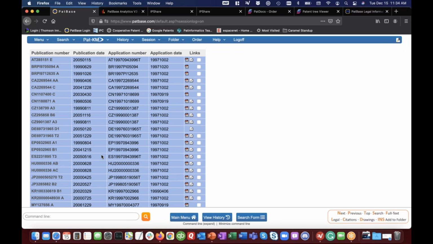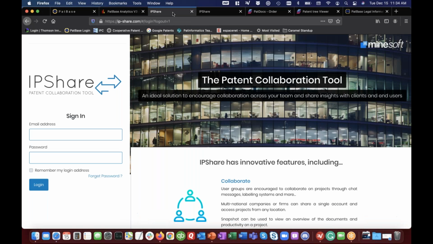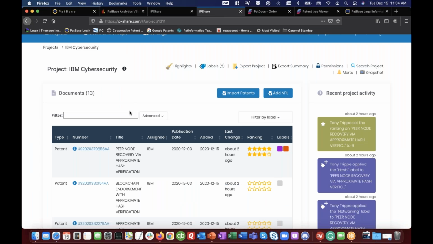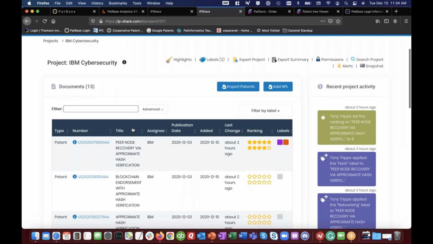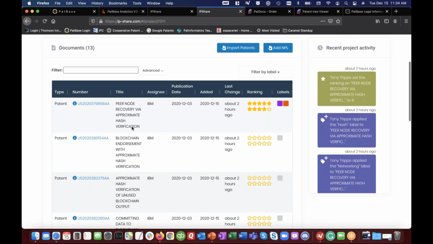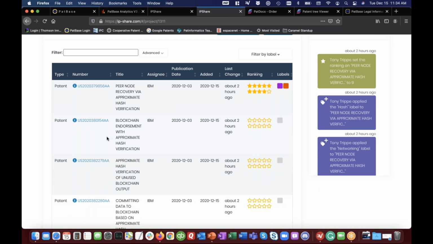And we know that those records can be different. The claims, for instance, between a number of US records can be different from one another. So when it comes time to get into that detailed examination of individual documents, that's what IP share is for. And what I did is I brought in a few of the IBM documents here, and you can see what I was able to do.